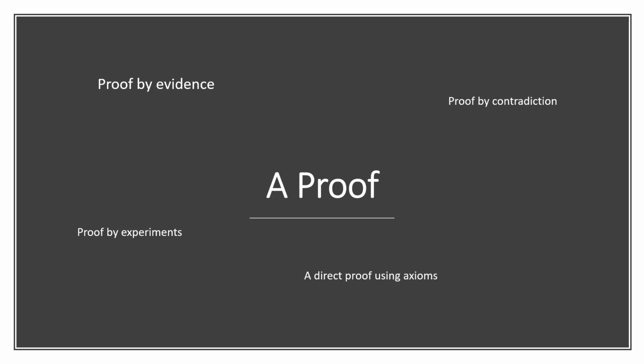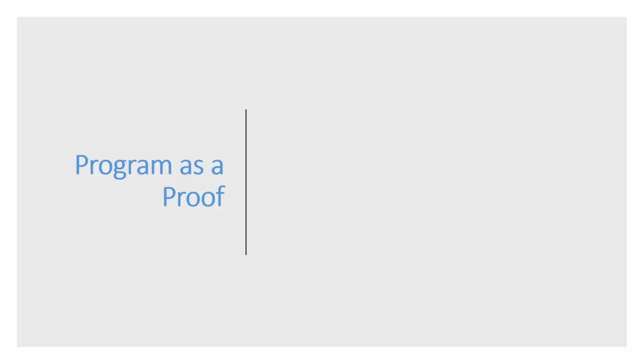We can also do proof by directly using axioms. So we have some assumptions, and then we prove things using those assumptions. So we will do a lot of those things in this course. In general, a proof is something that all, or most, people can agree on with sufficient evidence. So, a program as a proof.